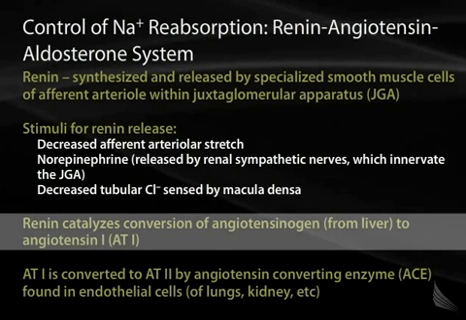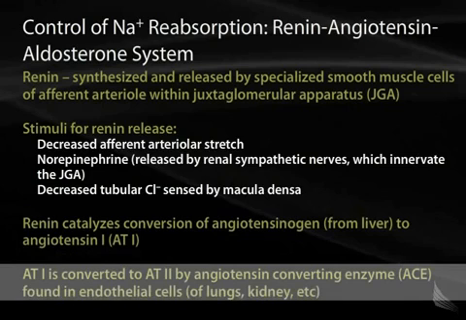Renin then catalyzes the conversion of angiotensinogen to angiotensin I. Angiotensin I is converted to angiotensin II by ACE. ACE is found in the endothelial cells of the lungs as well as in the kidney itself. Important to remember is that the concentration of ACE is much higher in the kidney than anywhere else.